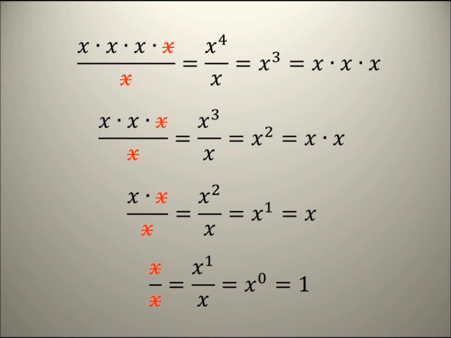Now, some of you might be thinking, well, do we need to stop there? Can we keep dividing by x, and if we do, do indices have a part to play? And the answer is yes, we can keep dividing by x. So we can take x to the power 0, or 1, and divide by x. And in the first case, we get 1 over x to the power 1.